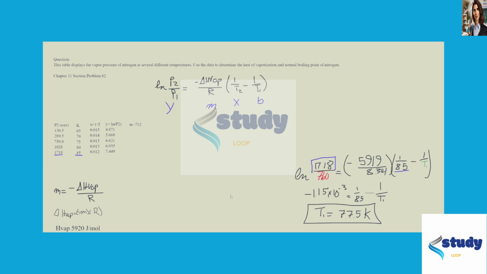Okay, this is chapter 11, section problem 62, and this is a long one. It's kind of a tricky one, it's a difficult one. Good luck. So the example to go by is really similar to, around, example number 11.5 in the book. So if this isn't quite enough, go there.